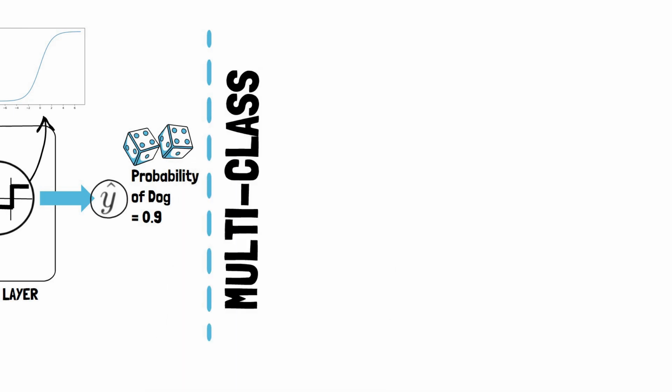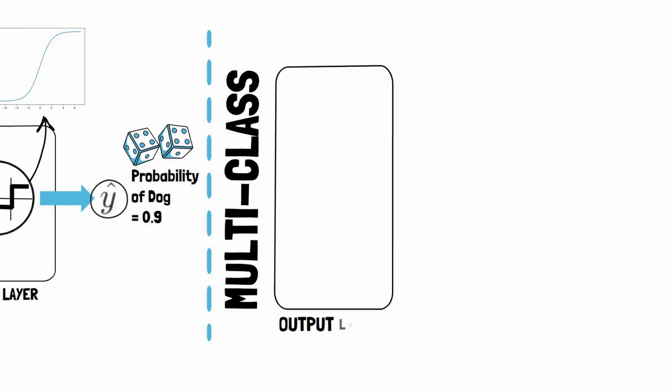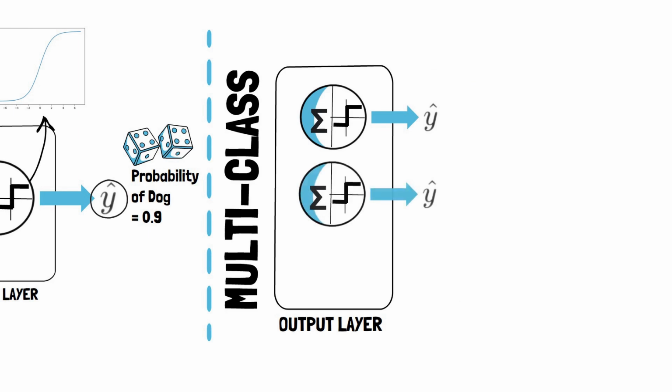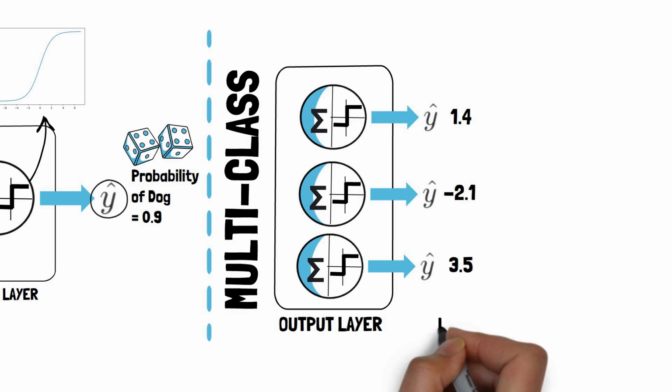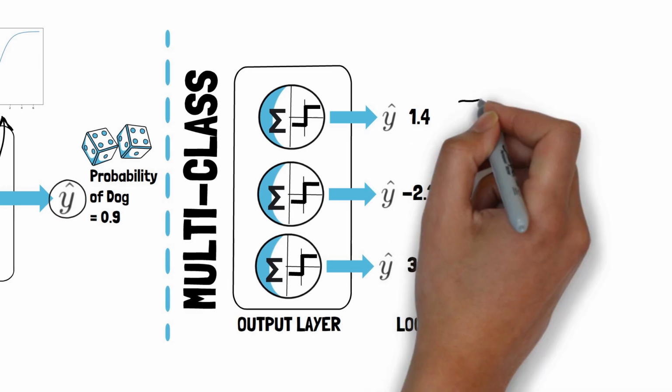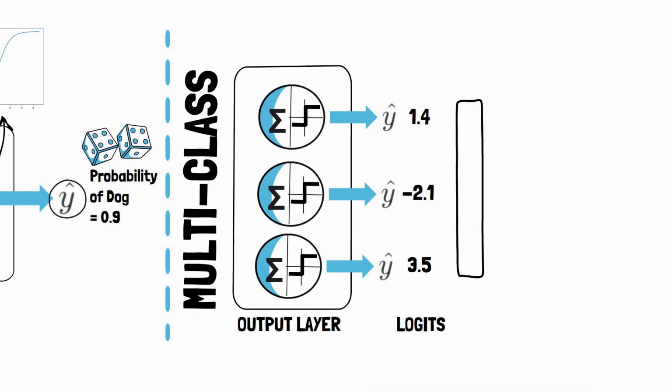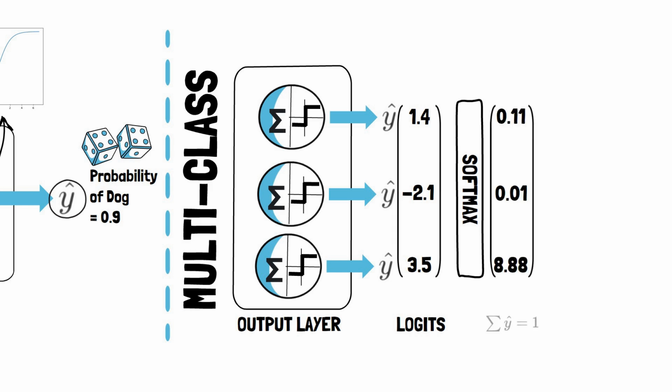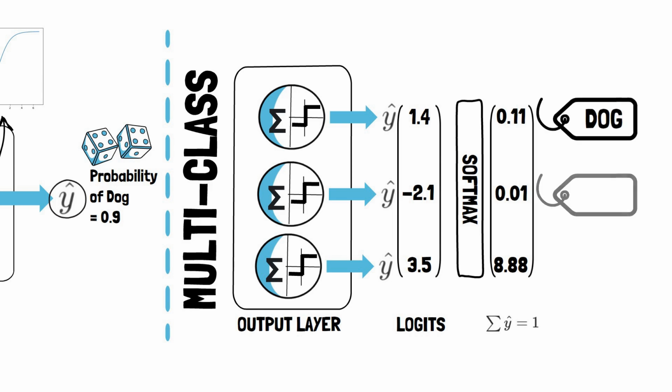If we had multiple classes, we'd set up the output layer of our network to have one output value per class. The raw output values of the last layer in this case are typically called logits, and then would be passed through a function such as the softmax activation, which takes a vector of raw scores and transforms them into probabilities that sum up to 1. So our network would return the probability of the input belonging to each of the classes.